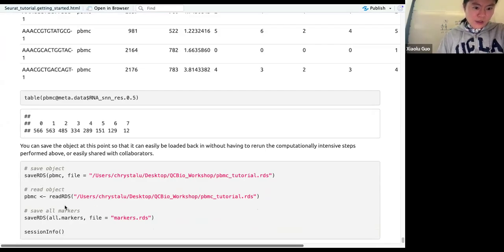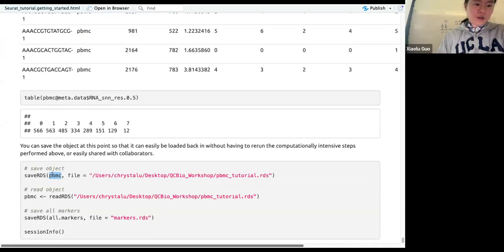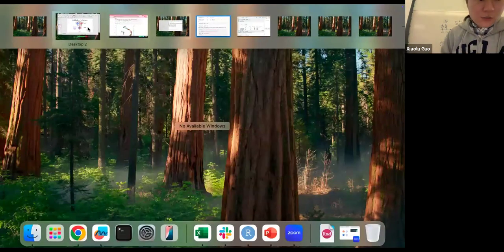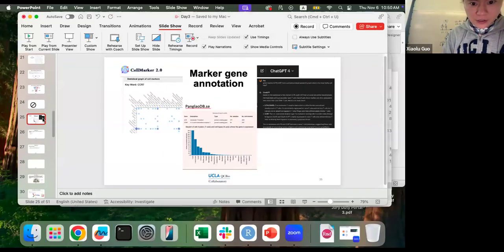In this manual, the last part is that you save this object, because all of these analysis results are saved in PBMC. You just need to save this object, and next time when you read this object, you don't need to repeat this analysis again. You can just directly use the result. And if we go back to the slides, this is the ROC curve.